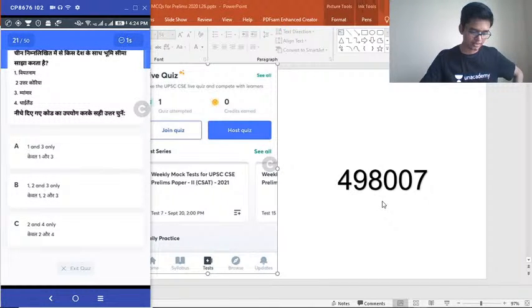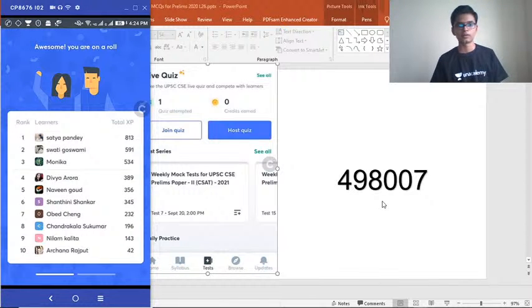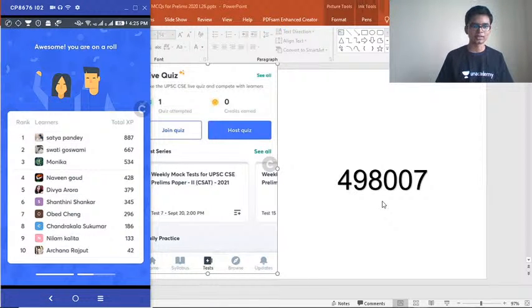Last 3 seconds. Time's up. Correct answer is option B. No border with Thailand, but otherwise everything.